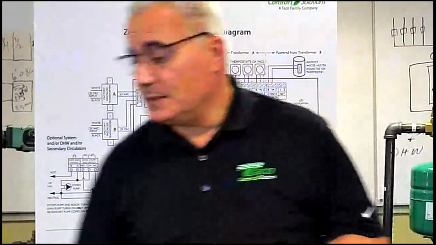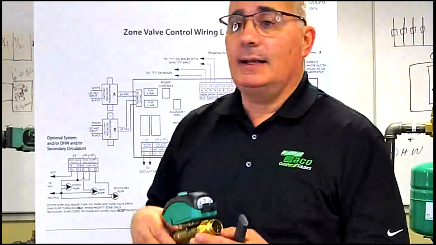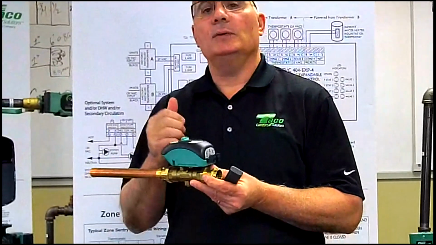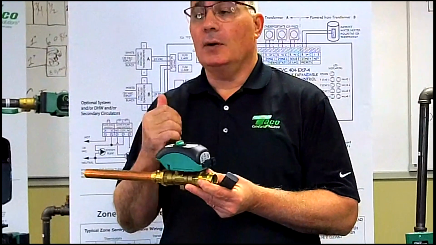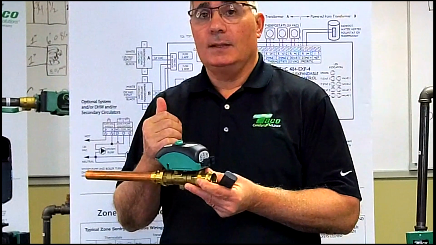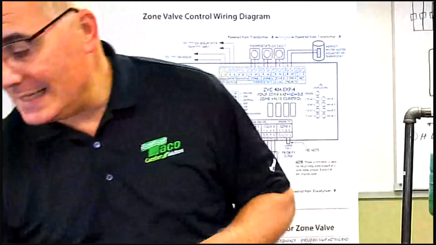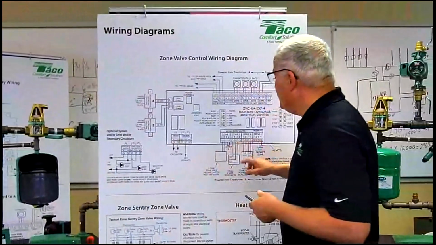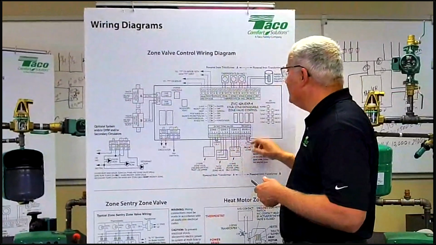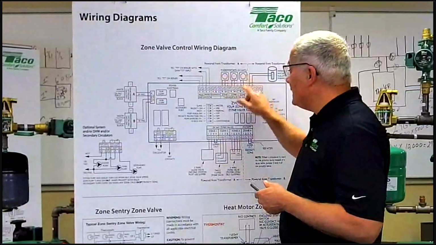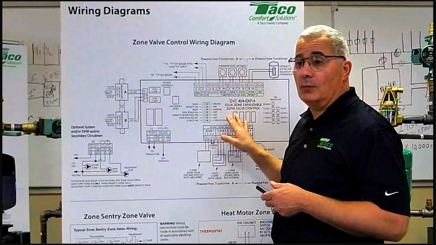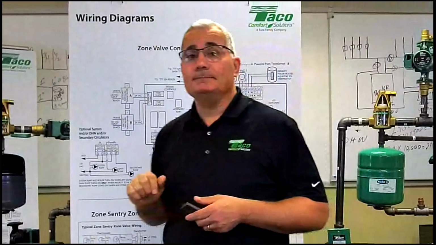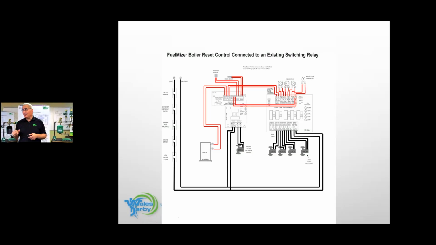But if you use the Taco Zone Sentry, the Taco Zone Sentry is only a 0.06 amp draw. We only pull power to open. We only pull power to close. So since it's a 0.06 amp draw, the lowest amp draw on the market, if you use Zone Sentries here on the bottom and you use Nest Stats on the top, that combination will work on these panels. So something to keep in mind. Great question. Thank you for bringing that up.